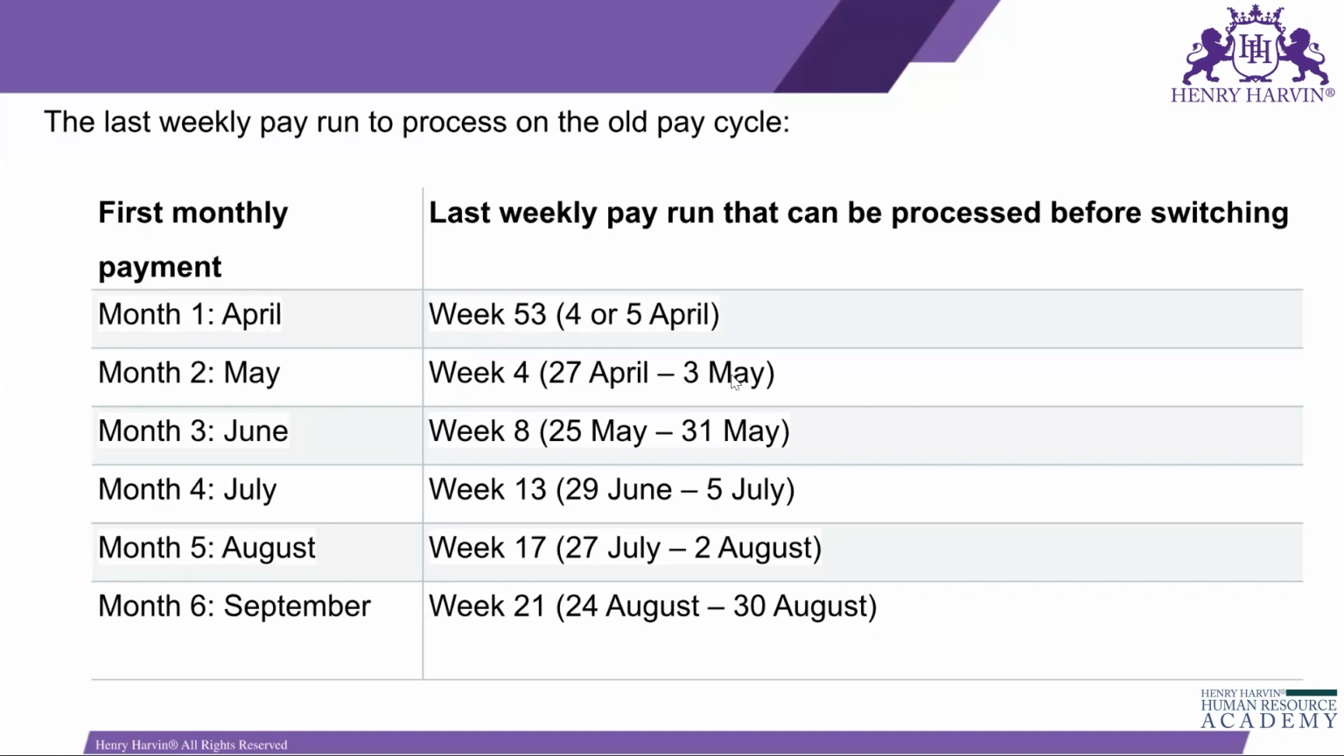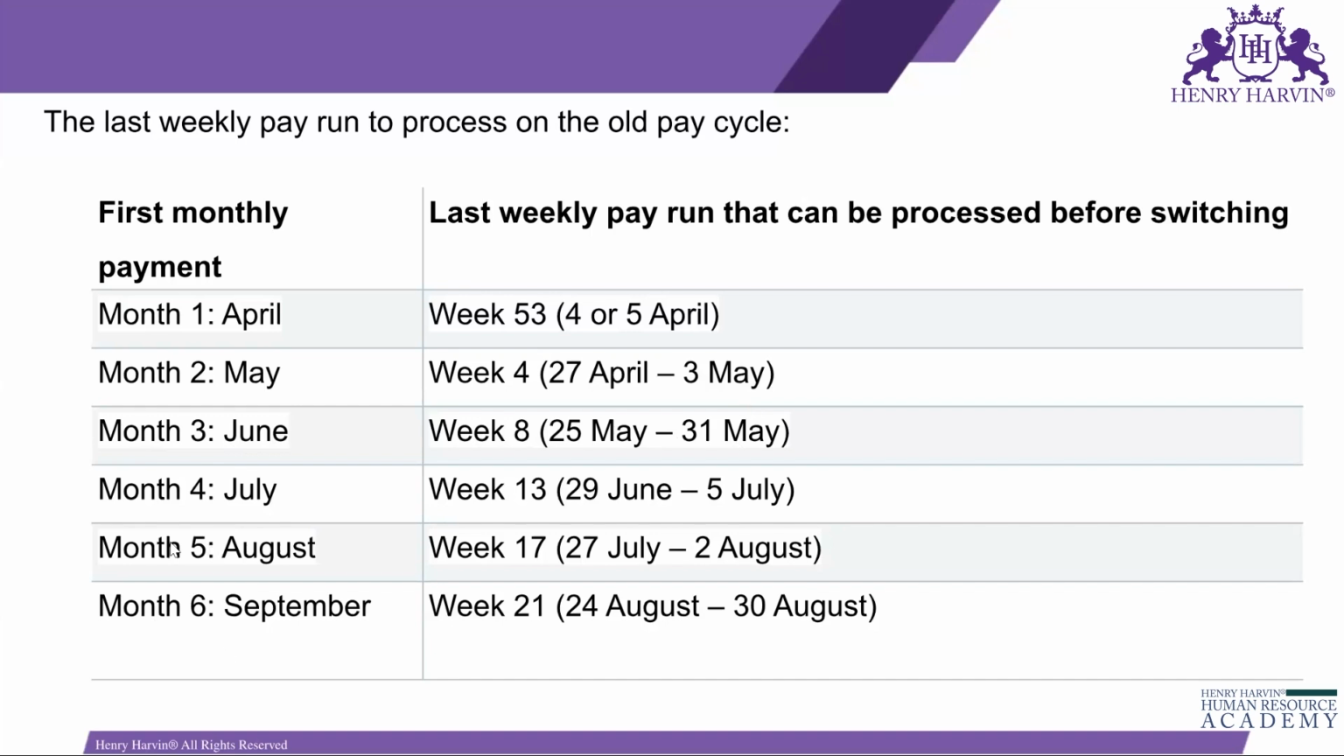That is 3rd May. Then from 6th May, you can change to monthly payroll. If you're doing June as monthly payroll, week 8 will be last. That is 30th, 31st May. This is considering the previous year, so this year, the dates may change. This way you have to work on your dates every year. Whenever you change the cycle in that year, you have to check the dates.